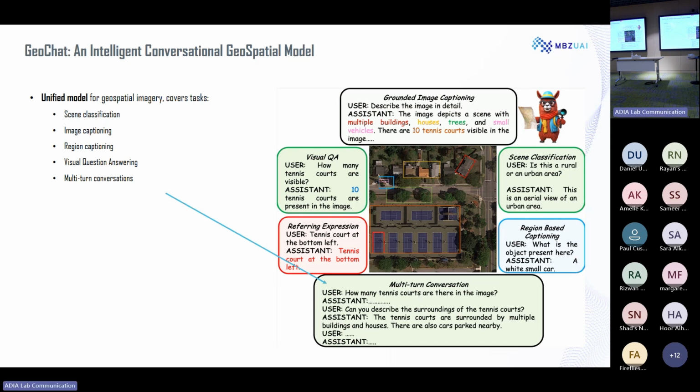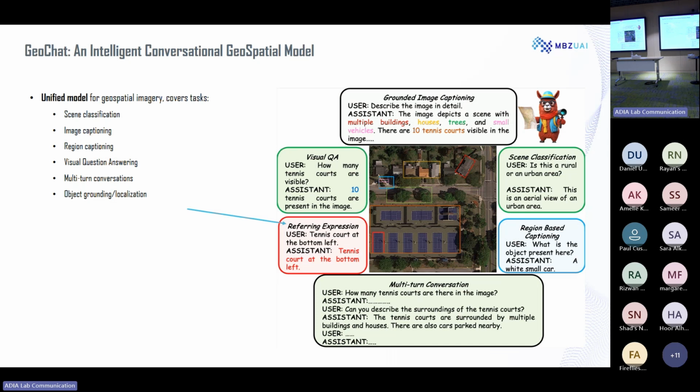Then there is multi-turn conversation. In multi-turn conversation, a user asks one question, and then shifts to another type of question and another type of task, and the model will continue to follow up: the user follows up with a question, and the model tries to answer that. Next is the referring expression. Here the goal is, when the user gives a description of an object, to localize the object within the image.